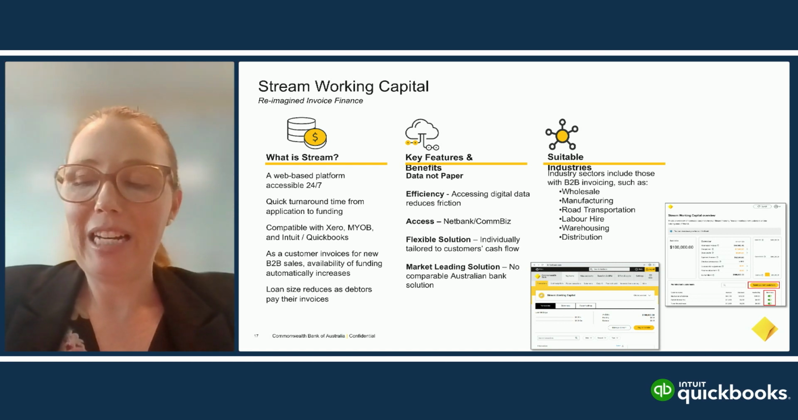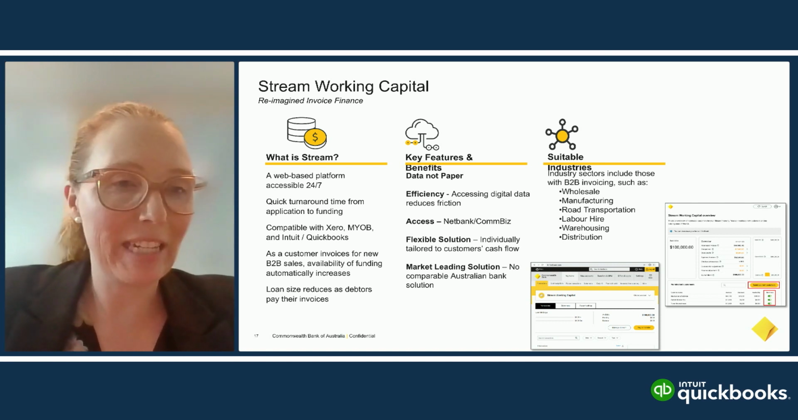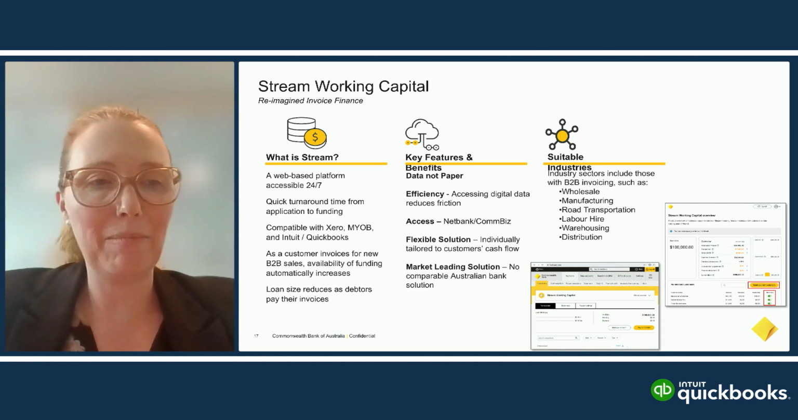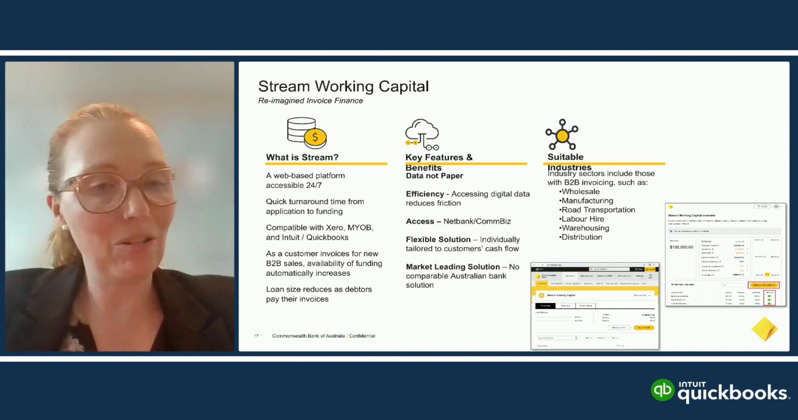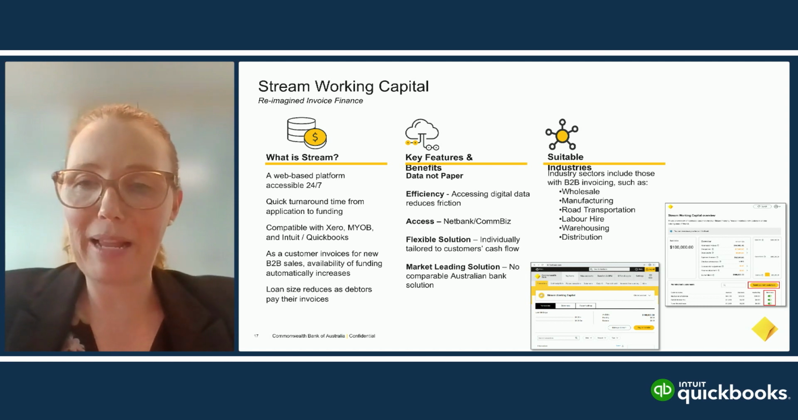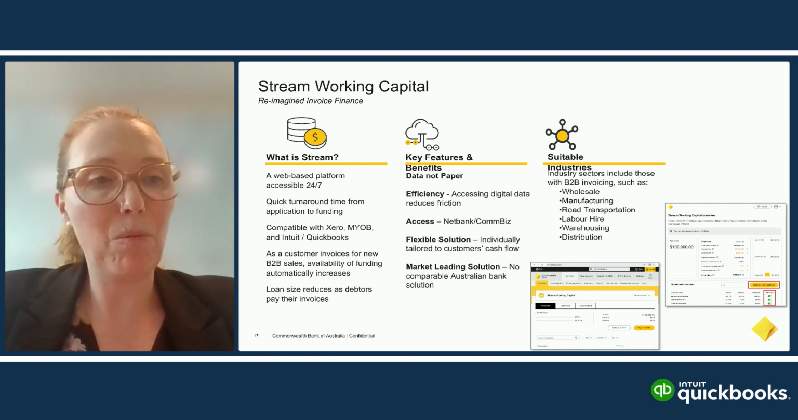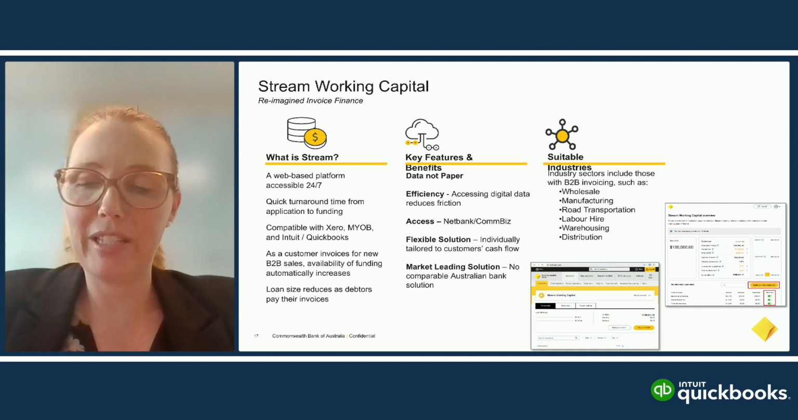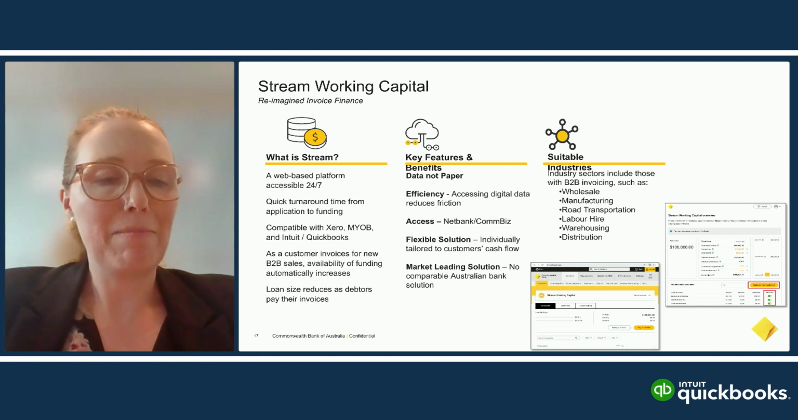Efficiency: by connecting directly with the accounting packages, it allows us to look at that data and value the receivables, if you like, and then determine what we would lend customers on the back of that. All our customers will generally use NetBank or Combiz, and I'm sure they may even be familiar to yourselves. We access Stream, our Waddle platform, through single sign-on through those digital channels, which is a really great advancement as well. And we also know absolutely that it is a market-leading solution.